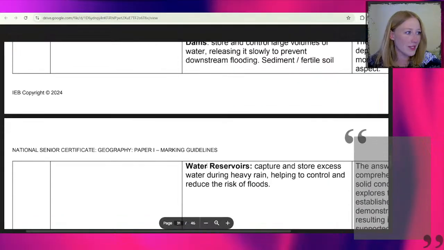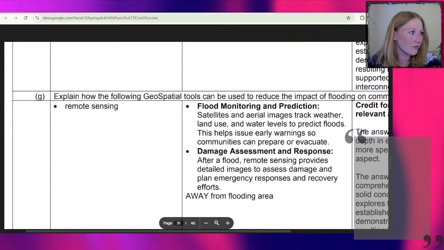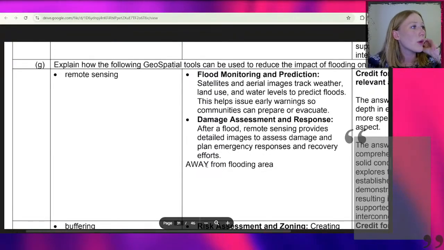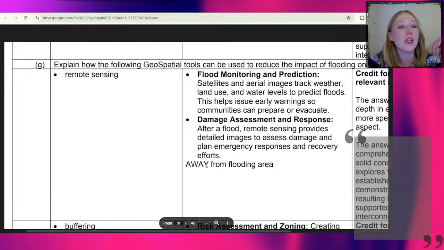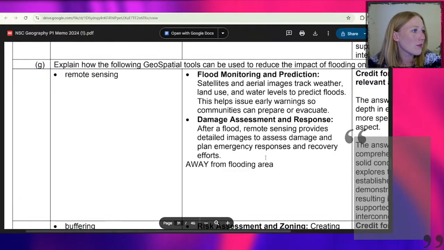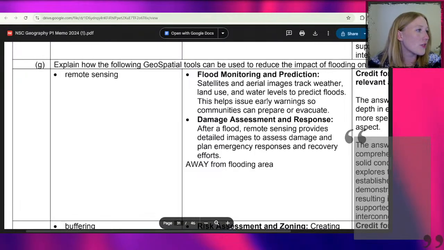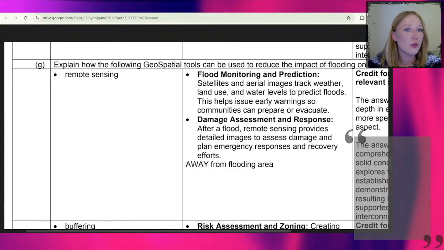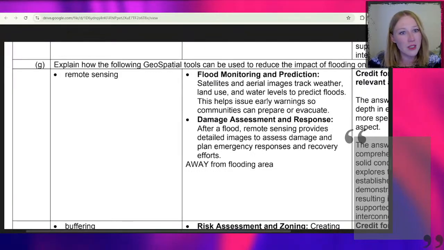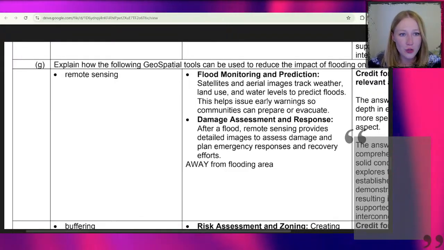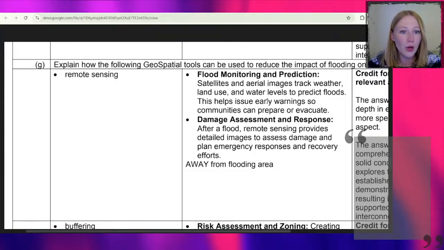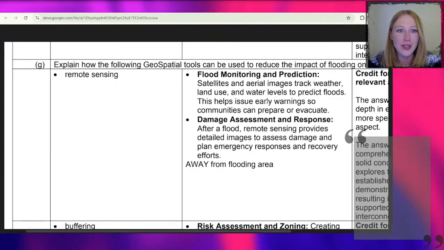Okay, let's see what they say. Okay, so remote sensing, aerial images to track the weather, water levels to predict the flood. Okay, so I was assuming that the flood had already happened. So this was more like this one. But yes, obviously you can use it to predict and early warning systems as well because we use GIS and that type of mapping to predict things like a mid-latitude cyclone or a cut-off low or those types of things and say, okay, there's very heavy rain coming in, we are most likely going to have a flood, so maybe evacuate.